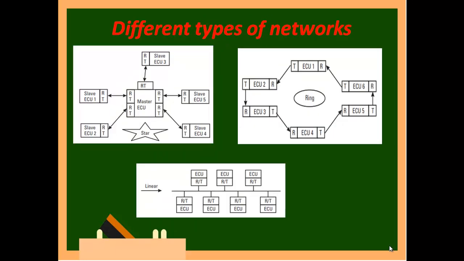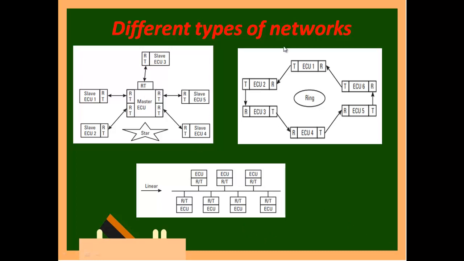Then different types of networks. Star connected means the center is the master and all the slaves are connected to the master. A slave can communicate to the master, the master can communicate to a slave, but one slave cannot connect directly to another slave. A slave can communicate only through the master. You have to tell the master, and the master may communicate with another slave, but no two slaves can connect or transfer data directly. That is the case in star.